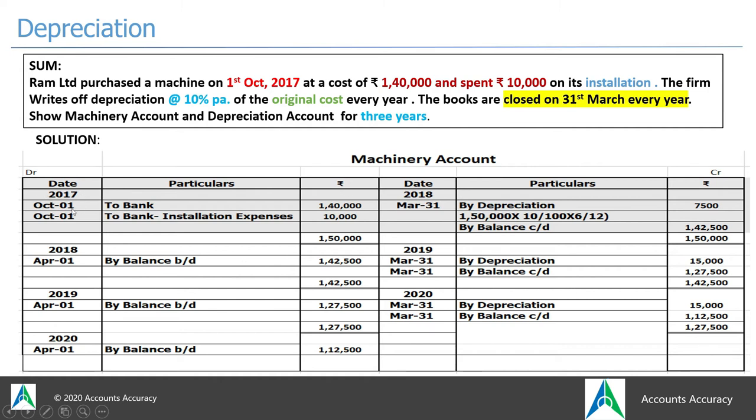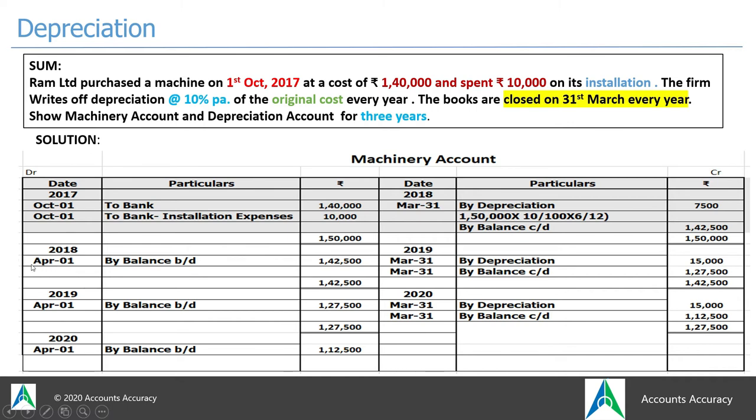Here in 2017 the machine was purchased, so 1 year is going to complete next year, that's why 2018 would become the year here. And then 31st March. Now, after deducting 7,500 from 1,50,000, the balance which you will get will be 1,42,500, because 7,500 is the value which got reduced from the original value of the machine.